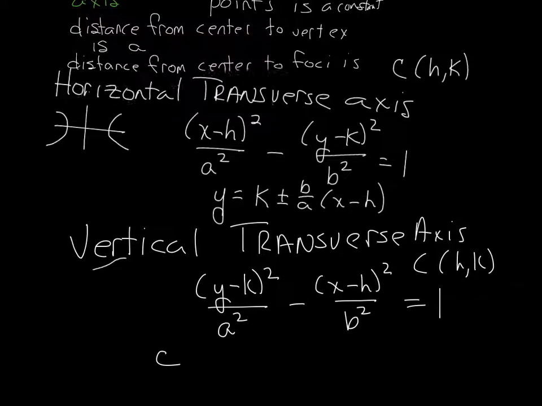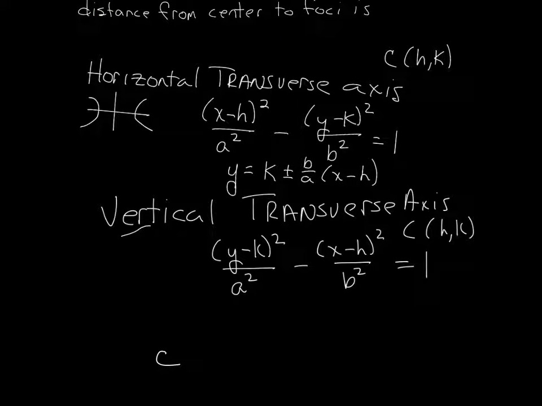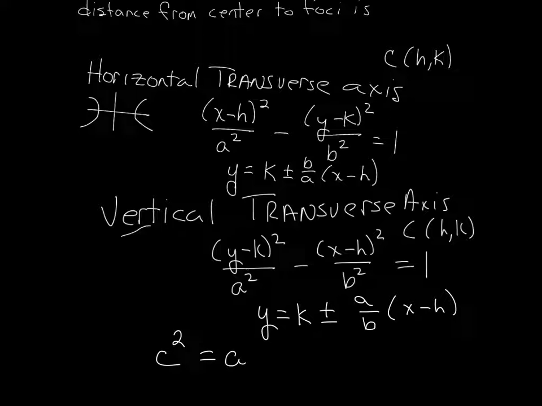This time our asymptotes, it's still y equals k, but it's plus or minus a over b times x minus h. Notice whatever's under y over whatever's under x. Change in y over change in x. If you didn't have the formula there, it's change in y over change in x, so you can remember whatever's under y over whatever's under x. Our formula for c squared this time is c squared equals a squared plus b squared.